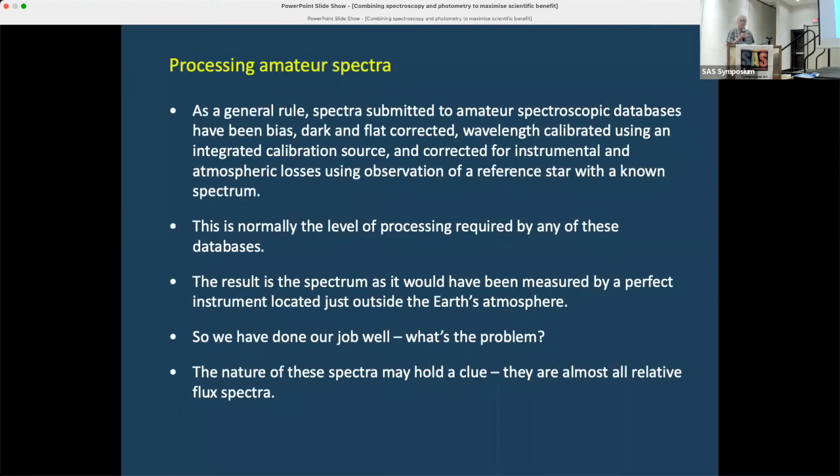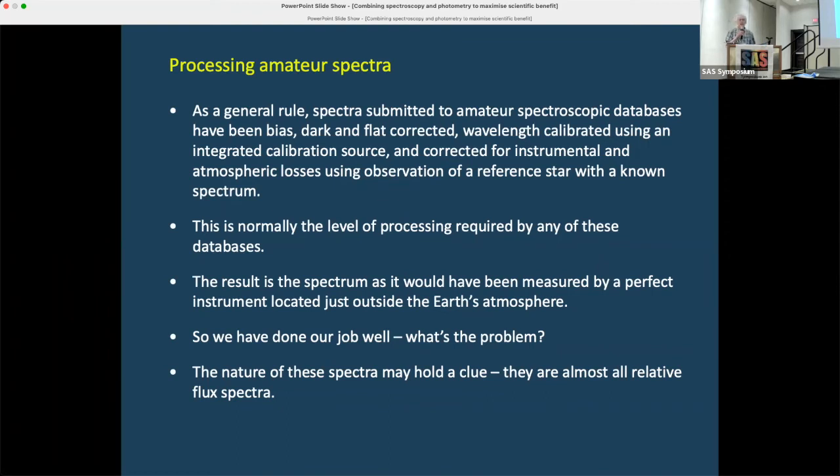So let's talk about just the general processing of amateur spectra. As a general rule, spectra being submitted to these databases should be bias, dark and flat corrected, wavelength calibrated, and corrected for instrumental and atmospheric losses using a reference star with a known spectrum. This usually will be a close-by star at the same air mass, probably ideally an A or B star because it will have a nice smooth continuum.